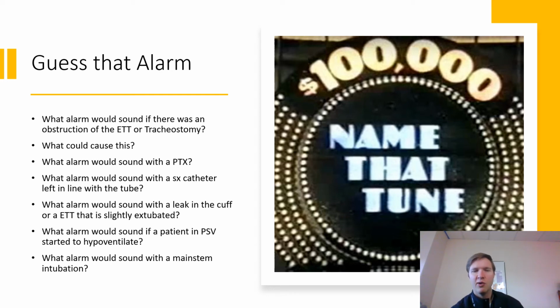What alarm would sound with a main stem intubation? We just intubated a patient, we're securing the tube, and then we have the tube a little too deep. It got pushed in somehow. So it's main stem. What alarm would sound there? Well, you're only ventilating one lung with the tidal volume of two lungs, so odds are it's probably going to be a high pressure alarm.